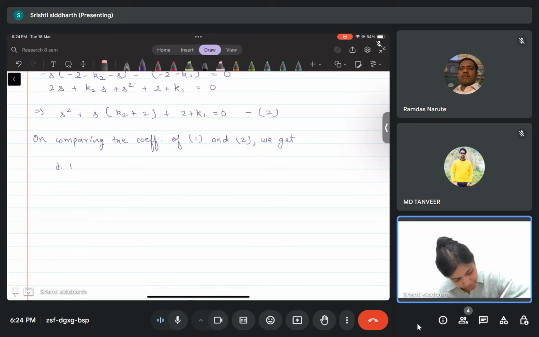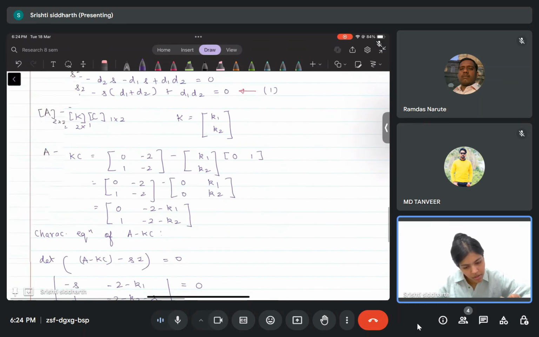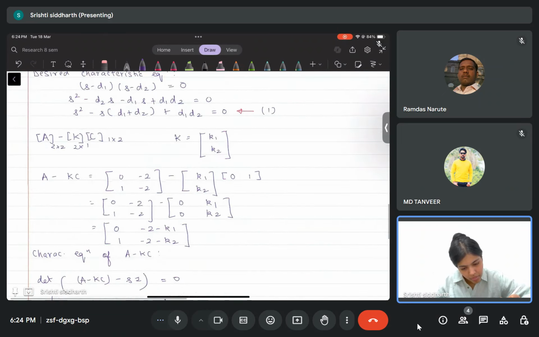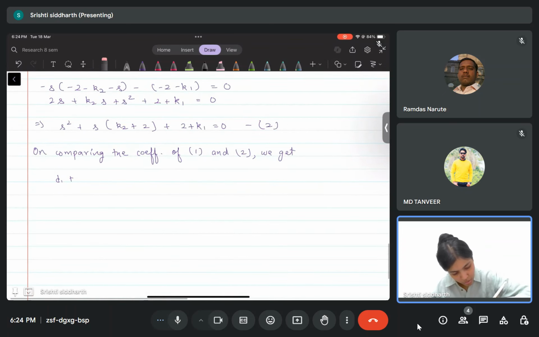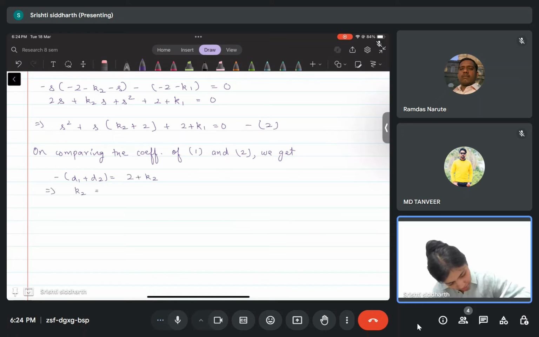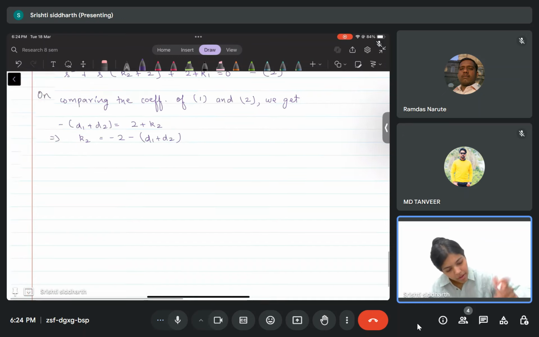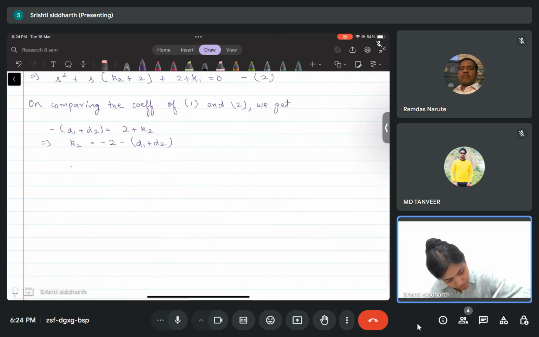That was the sum of eigenvalues. Let me just check again. Yeah. Minus d1 plus d2. Yes, K2 plus 2. So this is simply that. And when we have the product of eigenvalues, we have 2 plus K1 equals d1 d2, which implies that K1 is simply d1 d2 minus 2.